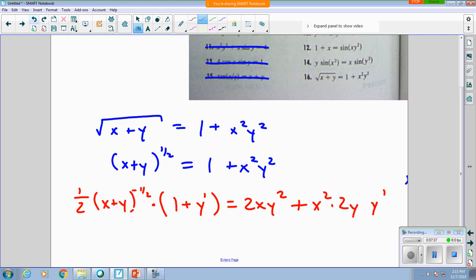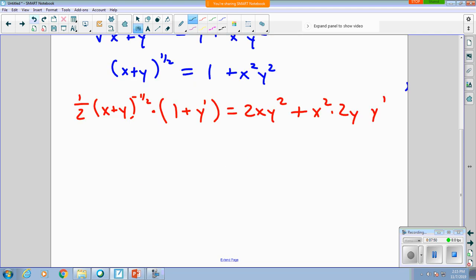And again, this is simply solving for y prime. It is a pain. There's no good answer here for how to handle this. I hate the half. So I'm going to multiply everything by 2 first. Do that. There were only 3 terms in this thing before, so I'll do that.